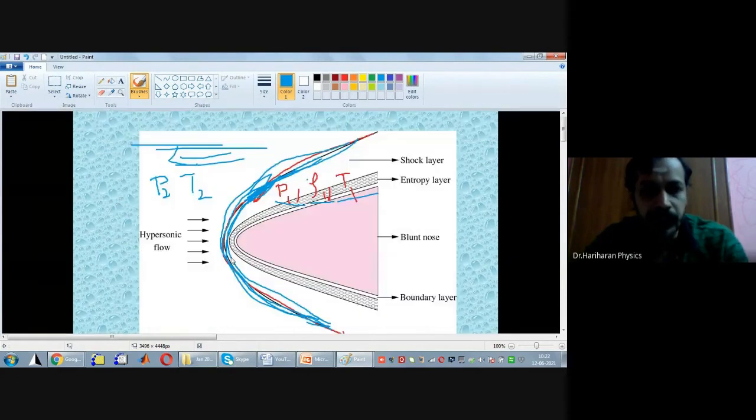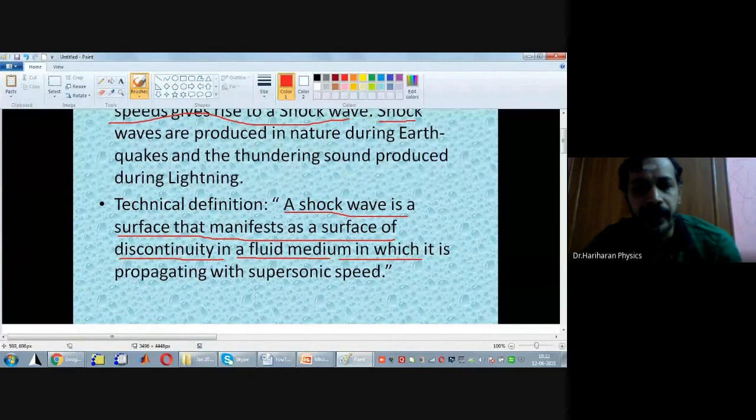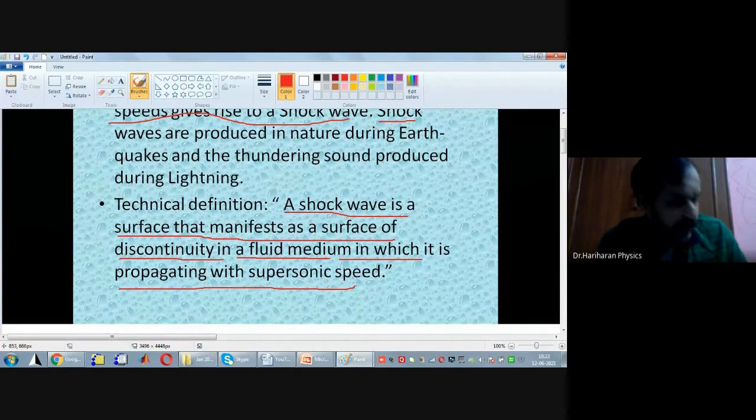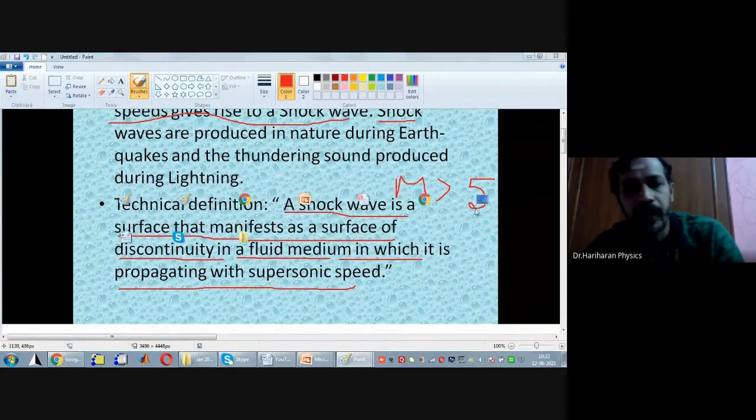So what does that mean? The temperature is going to be very high here in this locus of direct common tangent. Such a surface of discontinuity that exists in a given fluid medium when the object is moving at a very high speed, we call it as shock wave. What are shock waves? Shock waves are the surface of discontinuity that occurs when an object is moving at a supersonic speed. Supersonic speed means what? Mach number M is greater than 5 times the speed of sound. In that case you are going to get hypersonic flow and so on.